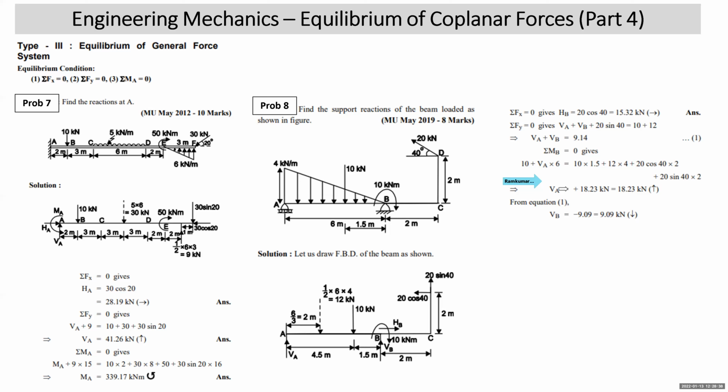Now substitute the value of VA in equation number 1. When you substitute, you get the value of VB as minus 9.09. What does it indicate? That means the assumed direction of VB, that is upward, is wrong. It needs reversal. So VB is not upward, it is downward. So we have shown it 9.09 kN downward. No need to make any correction in the free body diagram, because in the free body diagram we have shown the assumed direction of unknowns. So VB is 9.09 kN down. Hope all this is understood to everybody.